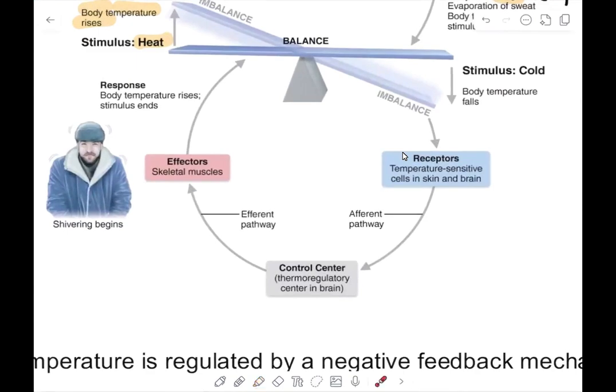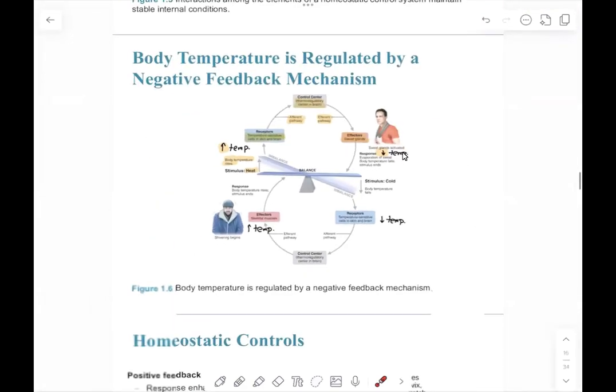This is also negative feedback here, but it's the opposite situation. So if we go to a really cold environment here, there's going to be a decrease in temperature. Since it's negative feedback, there's going to be an increase in temperature. And the reason that happens is primarily because of the skeletal muscles shivering. Also, this guy is smart enough to know to put on a jacket to warm himself up. So that's another example of negative feedback system.